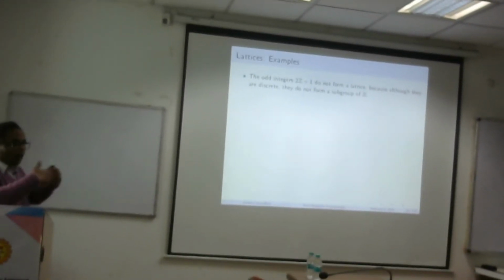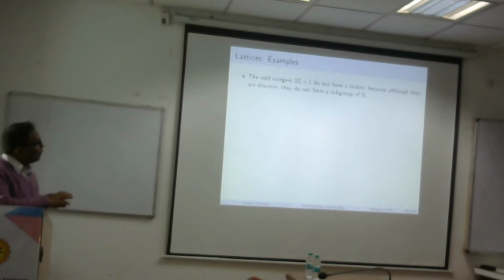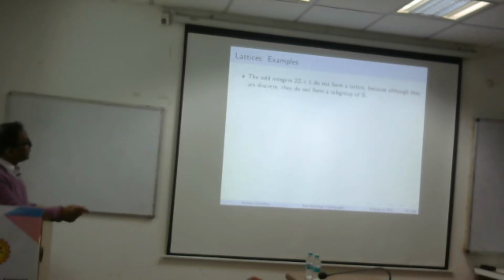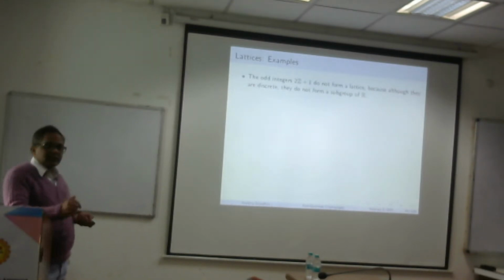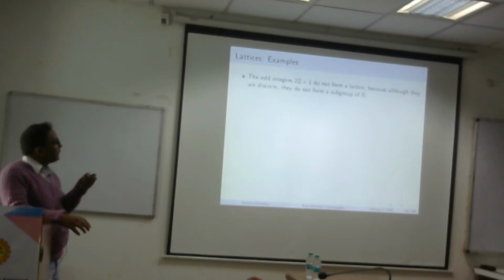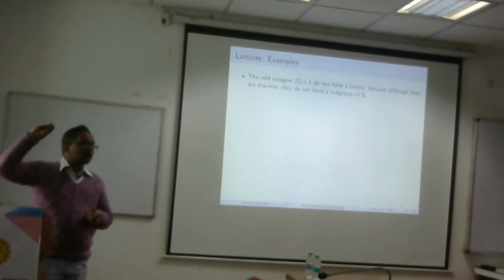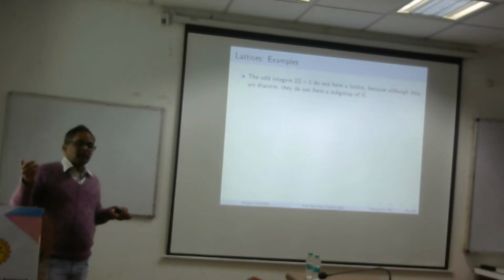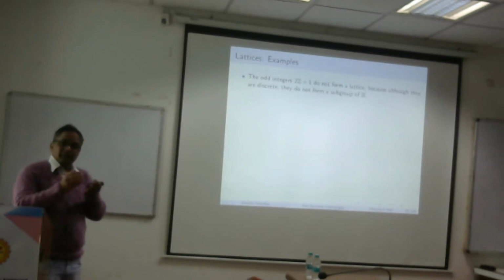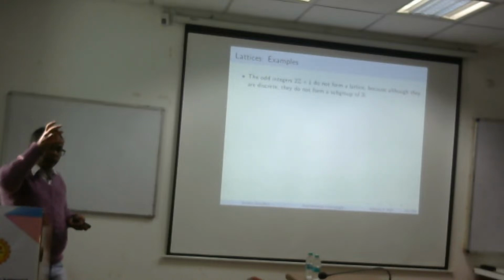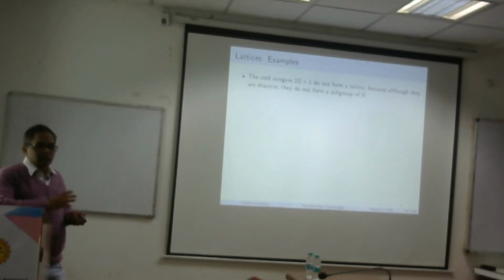And there are some non-examples also. Like if I look at all integers Z and I look at 2z plus 1, they don't form a lattice because although they are discrete, they are not a subgroup. I mean, because x minus y doesn't belong to this. So I have an integer 2x plus 1, I have an integer 2y plus 1. When I subtract them, I get 2 times (x minus y), which is even, whereas these were odd. So it is not even of the form 2z plus 1. So it's not even a subgroup.